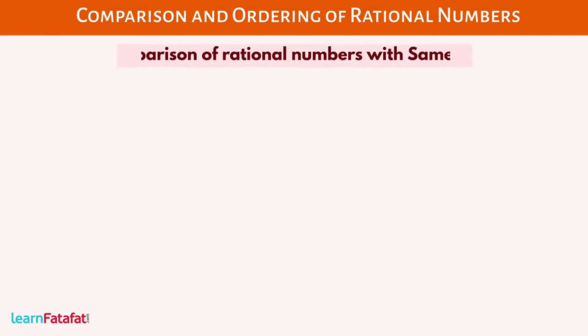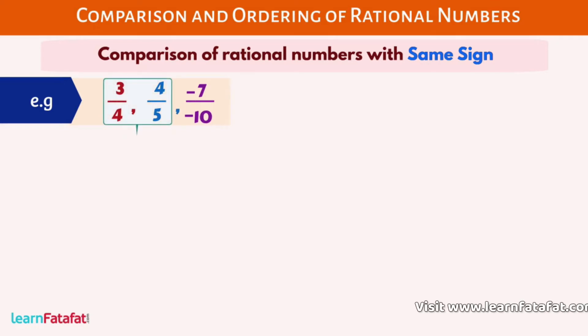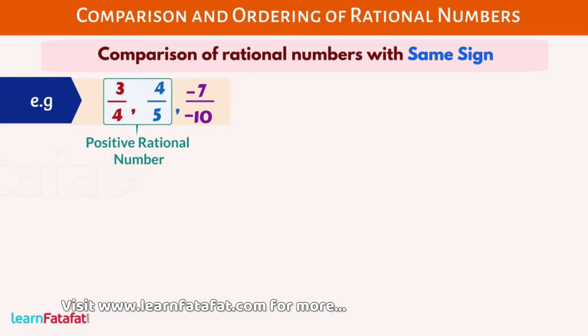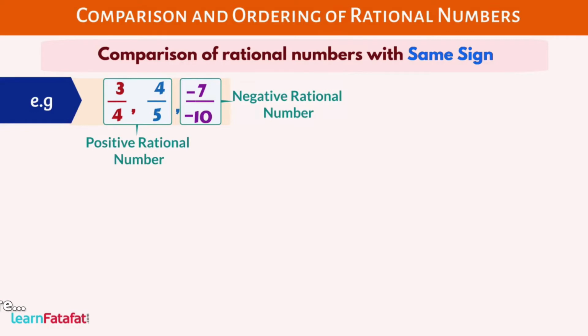Now let's learn comparison of rational numbers with same sign. Consider rational numbers 3 by 4, 4 by 5 and minus 7 upon minus 10. Here 3 by 4 and 4 by 5 are positive rational numbers. It appears that the rational number minus 7 by minus 10 is negative. But actually it is also a positive rational number.